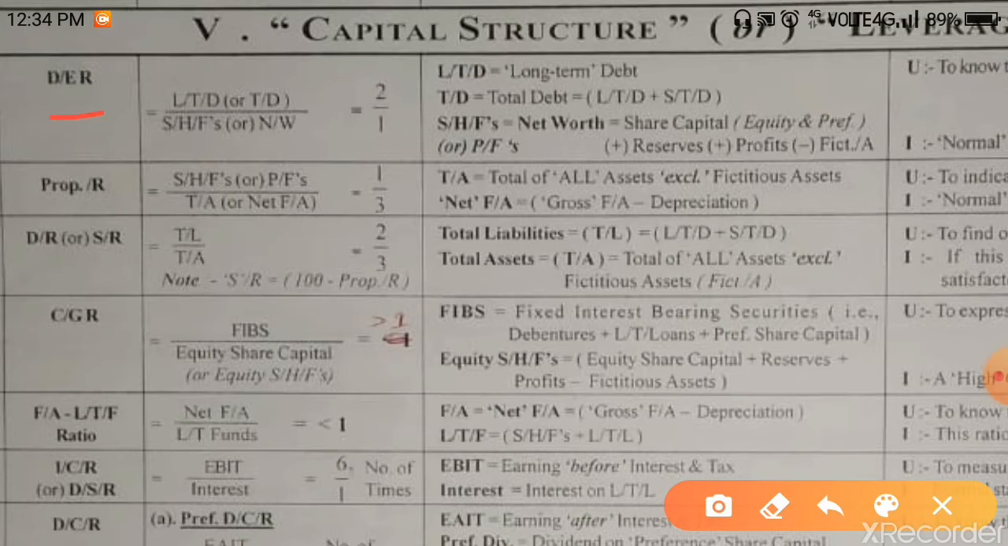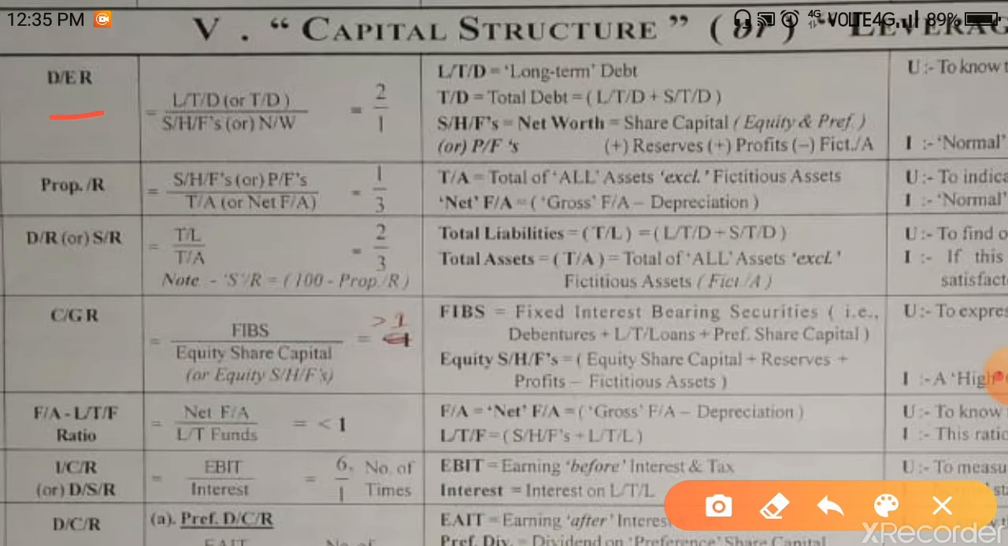First one, debt equity ratio. Debt equity ratio is equal to long term debt or total debt. Long term debt means long term liabilities, total debt means long term liabilities plus short term liabilities, other than the shareholders fund. So long term debt divided by shareholders fund, or total debt divided by net worth. You can call it shareholders fund, net worth or proprietary funds, all are one and the same.